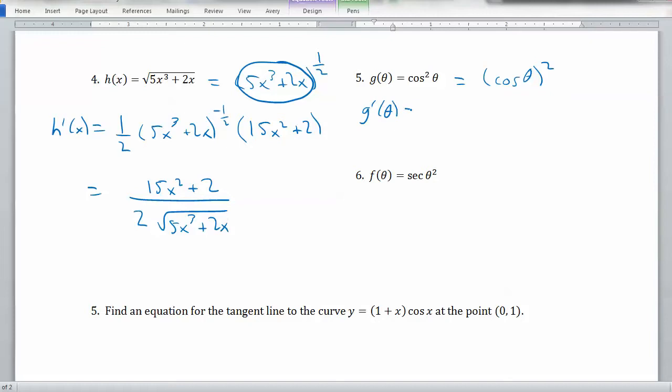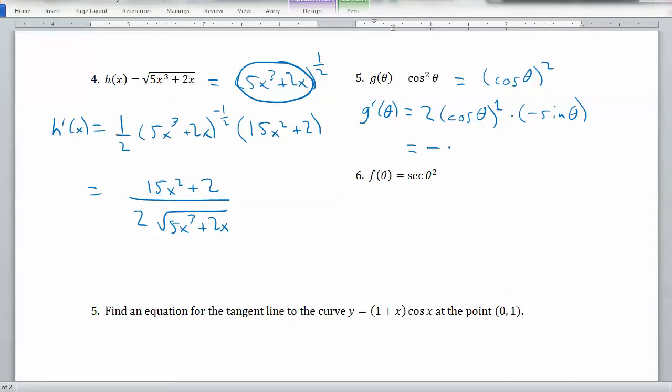G prime of theta. So again, we have sort of the inside thing squared. The derivative of that is going to be 2 times the inside function to the 1. You don't have to write that, of course. It's a 1, not a prime. Maybe I should make that clear. And then times the derivative of the inside, derivative of cosine theta, which is negative sine theta. Okay. So you put that all together, you have negative 2 sine theta cosine theta.